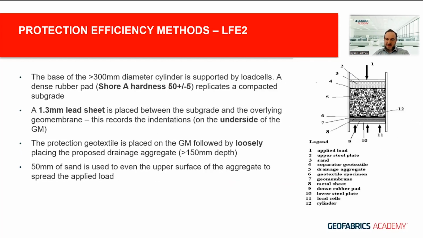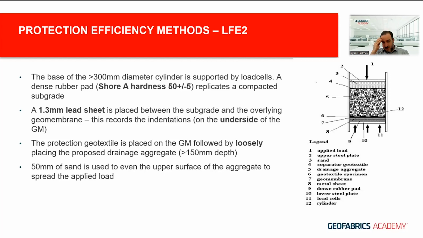Okay, so to set the test up itself, the labs that perform the test use a cylinder, and within this cylinder we can load it up with the materials in question that are used for this protection efficiency test. You see a cross section of it there on the right. The cylinder has to be greater than 300 millimeters in diameter, and at the base of the cylinder you have 3 load cells that are recording the amount of load that you're applying during the test, so you can calculate the stress at the interface at the base of the test.